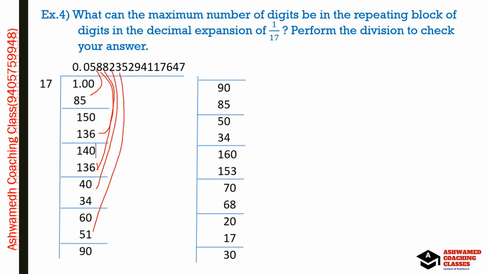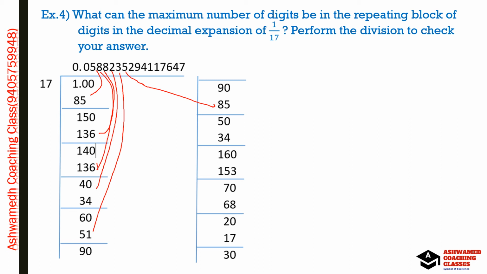Now again, 5 into 17 is nothing but 85. See here, 5 into 17 is nothing but 85. So 90 minus 85 is 5. Again take 0, we get 50 here.